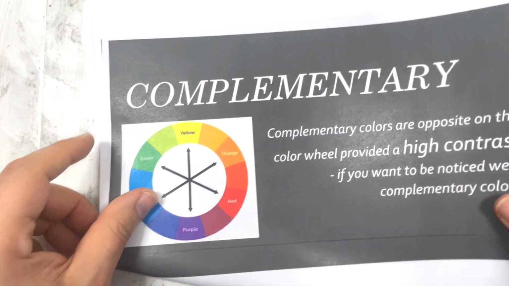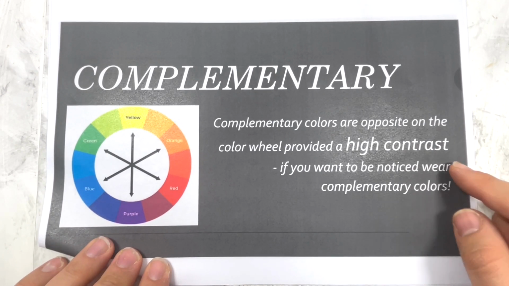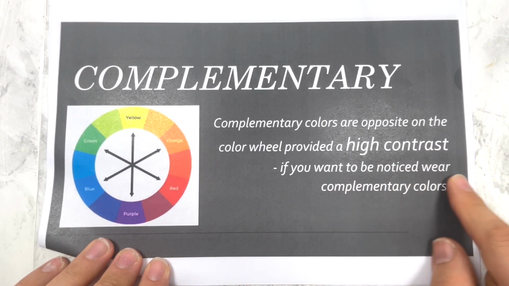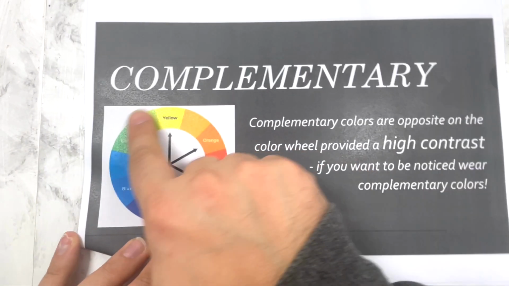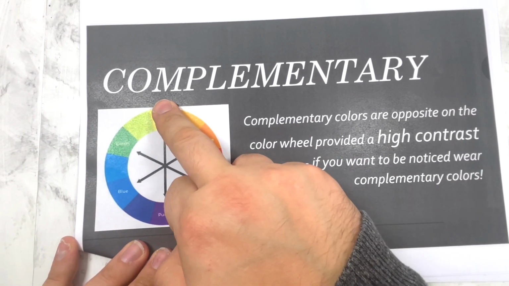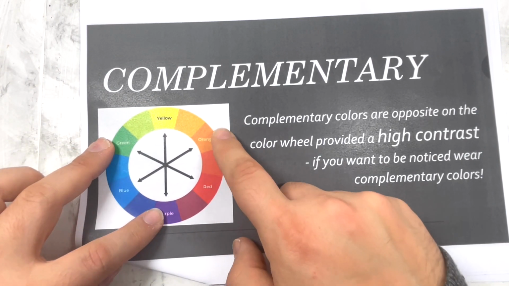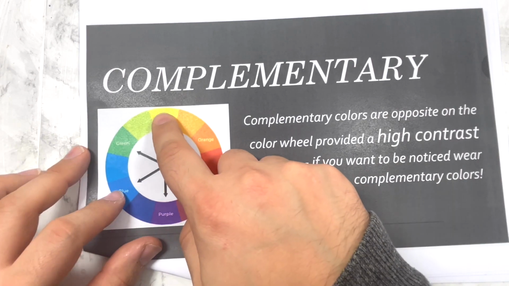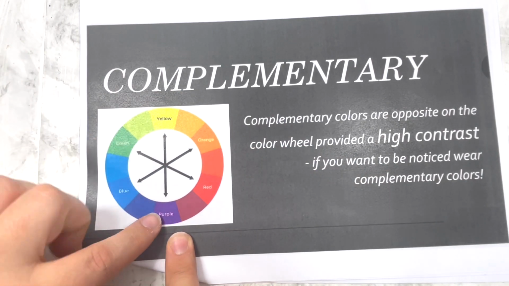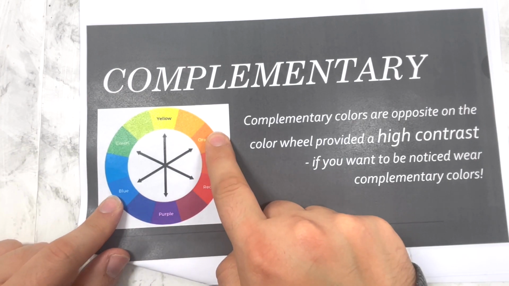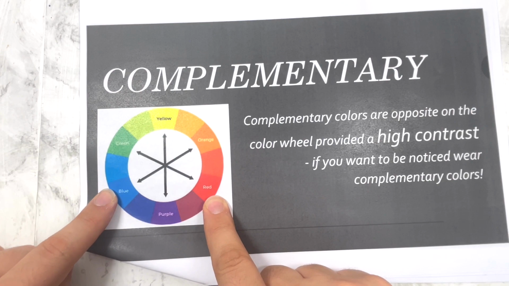Complementary colors. The complementary colors are the opposite on the color wheel and provide a high contrast if you want to be noticed. So this is the color wheel. You've got your yellow, red and blue. You've got your green, purple and orange. And then the complementary colors are on the opposite side of the wheel. So yellow and purple, blue and orange, green and red. They are the direct complementary colors.